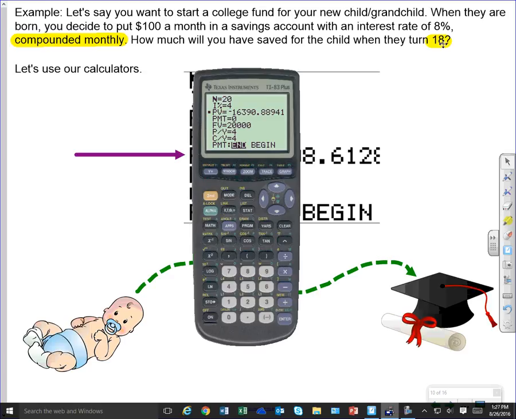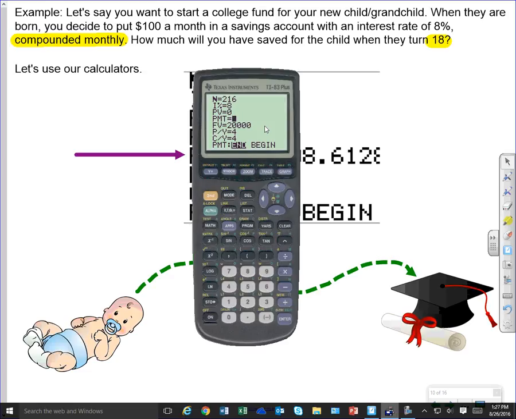So if you look at how many months there are in 18 years, what you can do up here is just do 18 times 12 and push enter, and it does it for you. So 216 months, that's how many times this is going to be compounded. My interest rate is 8. The present value is 0, right? Right now I don't have anything in there. I'm going to be putting money into there, okay?